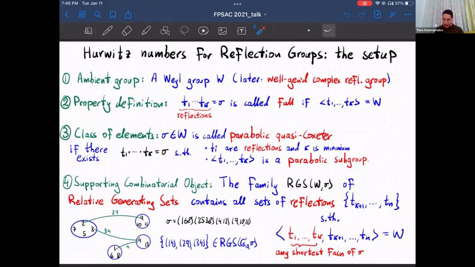Now, keep in mind, you can always add a bunch of reflections and generate the whole group, but I'm imposing a condition that has to do with length. I'm saying that I'm allowed to add only n minus the reflection length of the element. So some elements do not have relative generating sets. And it turns out that it is exactly the parabolic quasi-Coxeter elements that do have relative generating sets. Just keep in mind that there is this nice compatibility between our class of elements and this new object, the relative generating sets.